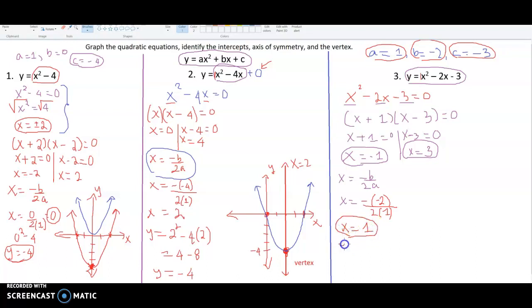Now I can go ahead and find the vertex by putting the 1 back into the original equation. Okay, 1 squared is 1, minus 2 times 1.